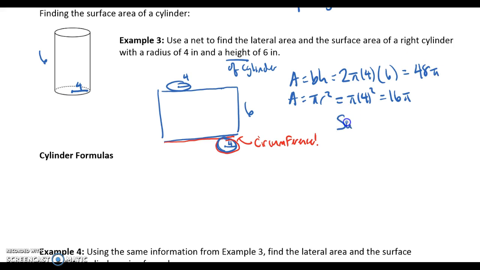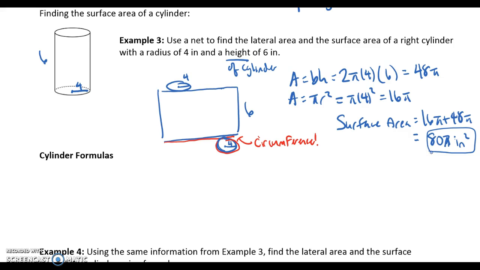So my total surface area is 16 pi plus 48 pi, which is equal to 80 pi square inches. And then you can put that into the calculator if I'm asking for a rounded answer, or if I want you to leave it in terms of pi, this is in terms of pi.